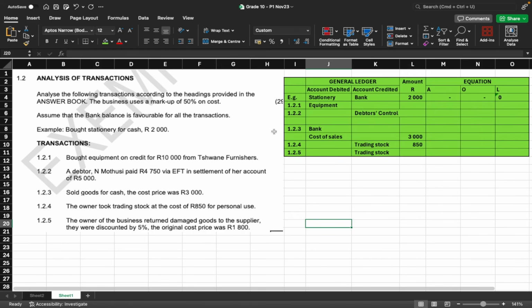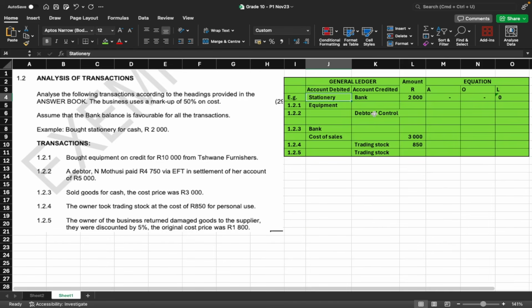Now, you're asked to analyze the following transactions according to the headings provided in the answer book. The business uses a markup of 50% on cost. Assume that the bank balance is favorable for all the transactions. Example, bought stationery for 2,000 Rand cash. And so here's what they have in the answer book.